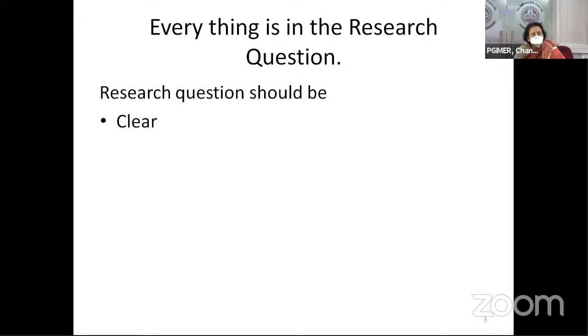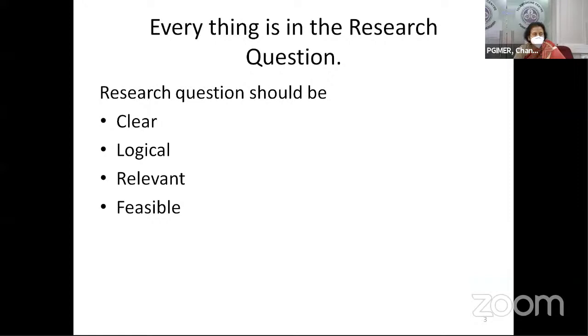It should not be something which is out of context. It should be very relevant. It should be feasible. Many times we think of things which may not be feasible in our settings. For example, we may not have all the technology to implement whatever this research question demands. So you have to be realistic, and you have to see whether that particular research question will be feasible in a particular setting or not.